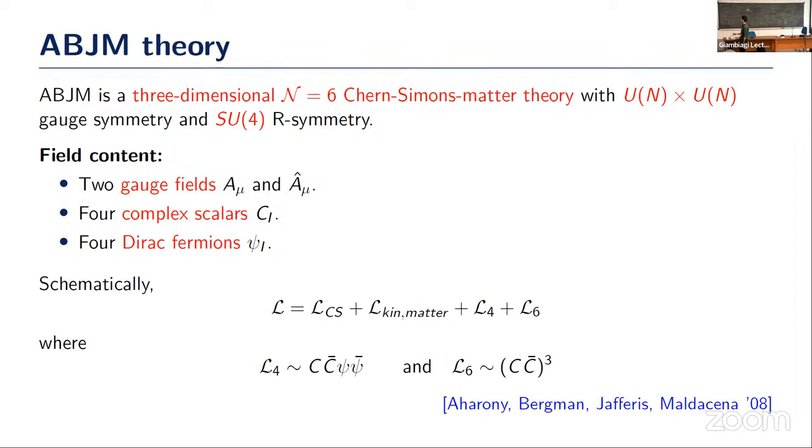Schematically, the Lagrangian is given by these four terms: a Chern-Simons term for the gauge fields, the standard kinetic terms for the matter fields, and then the interaction terms, which are quartic in this case, schematically given by this quartic term between scalars and fermions, and this term of order six for the scalars.